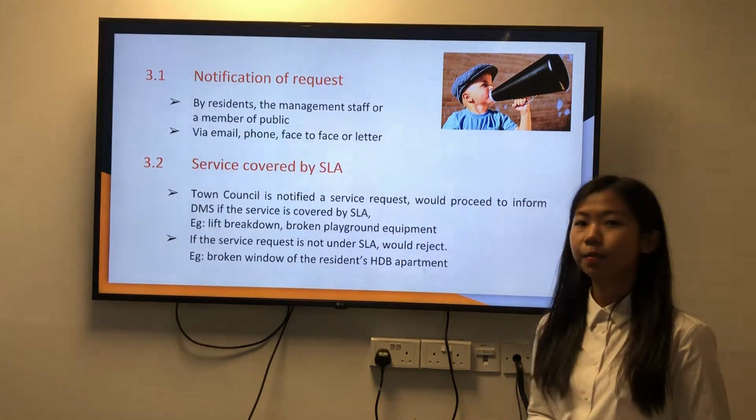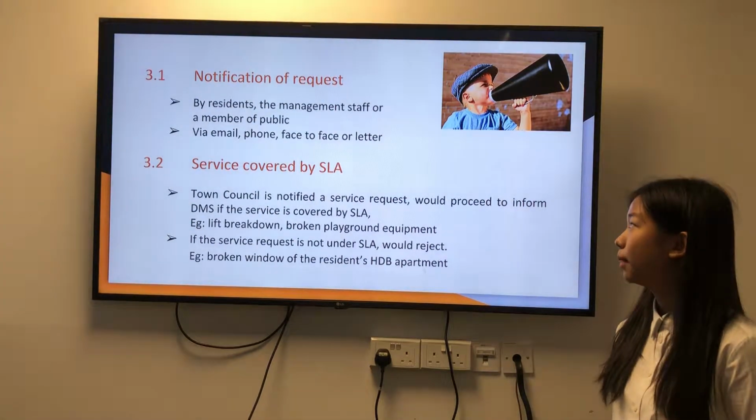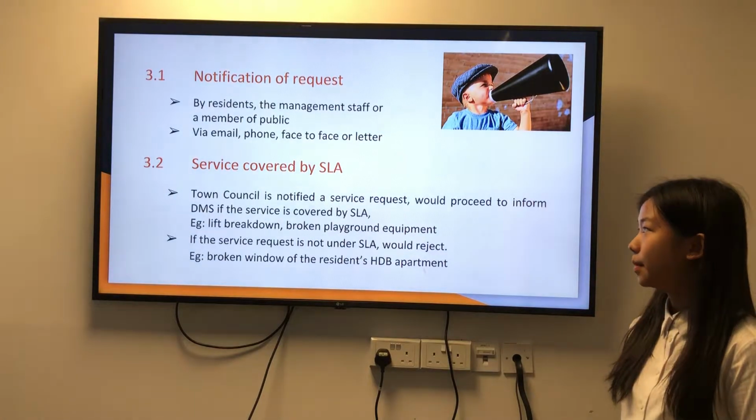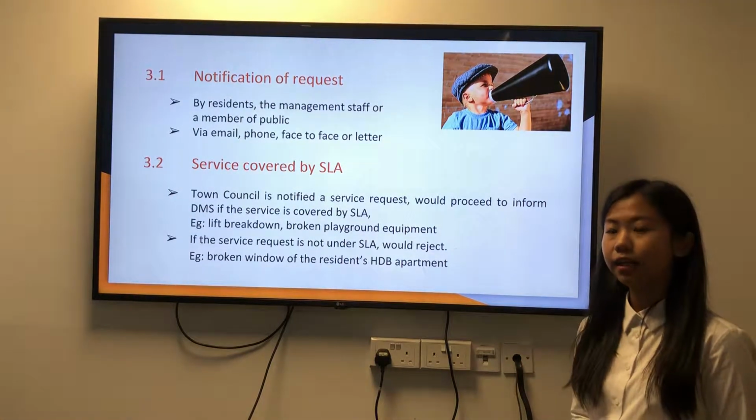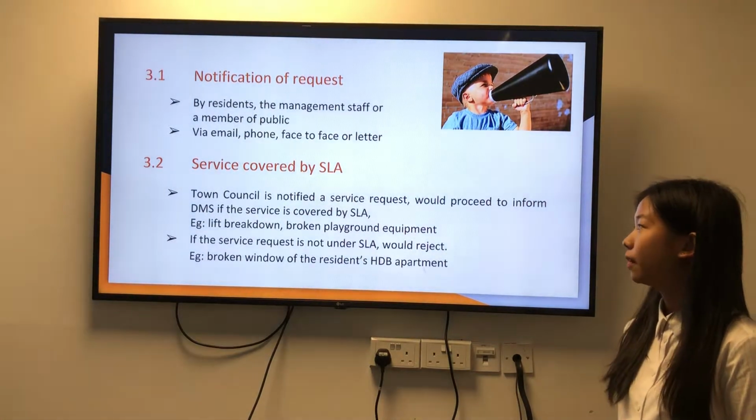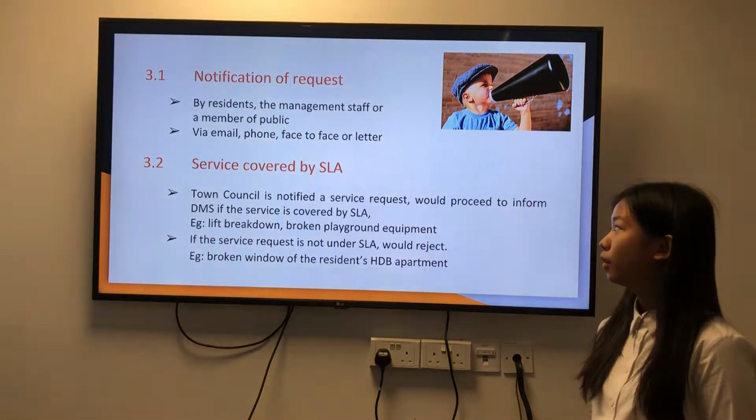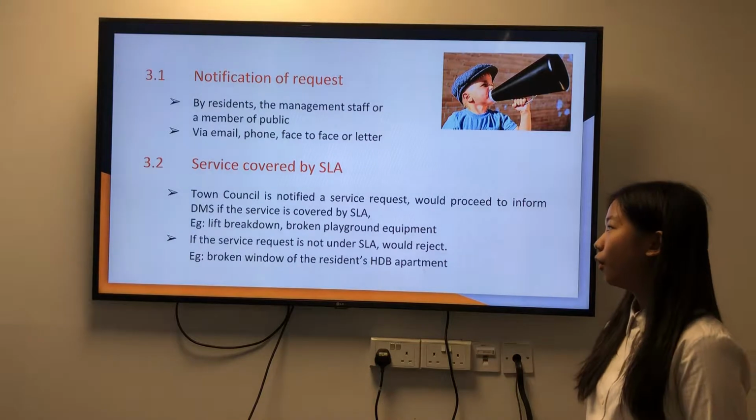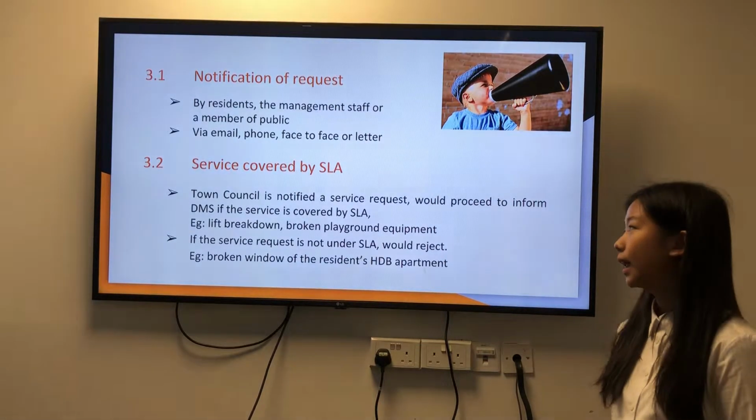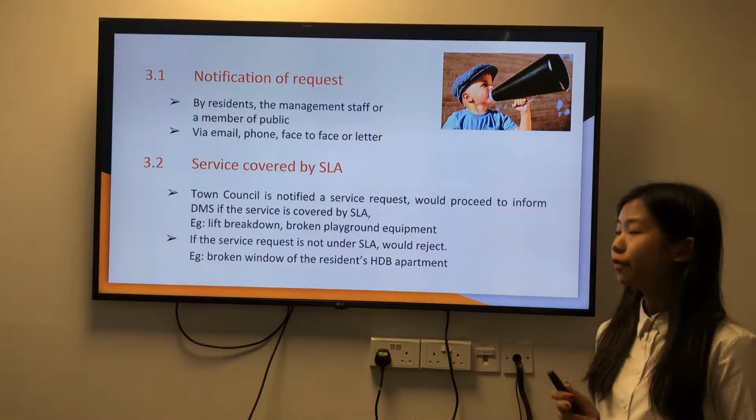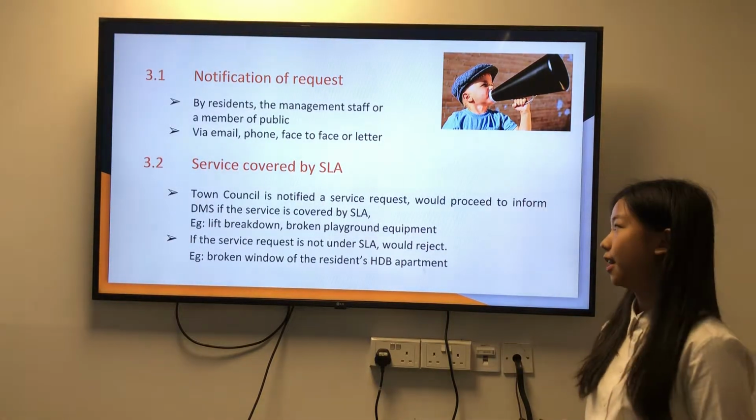The service request process will be started by the notification of request. The service request can be made by residents living in the area that is managed by town council, or the management staff, or a member of public. The request can be via email, phone, or face-to-face, or by letter as well.